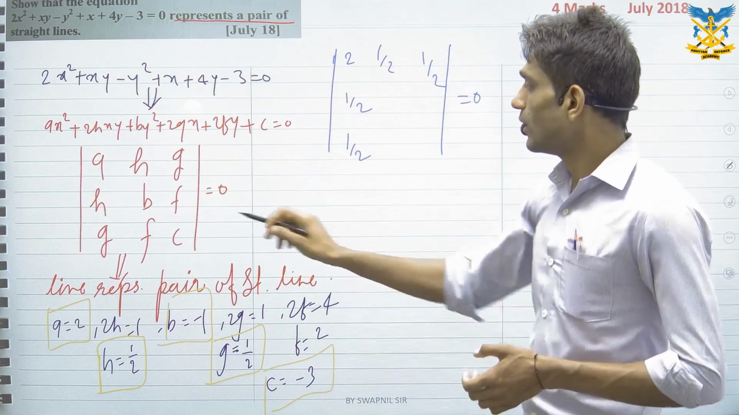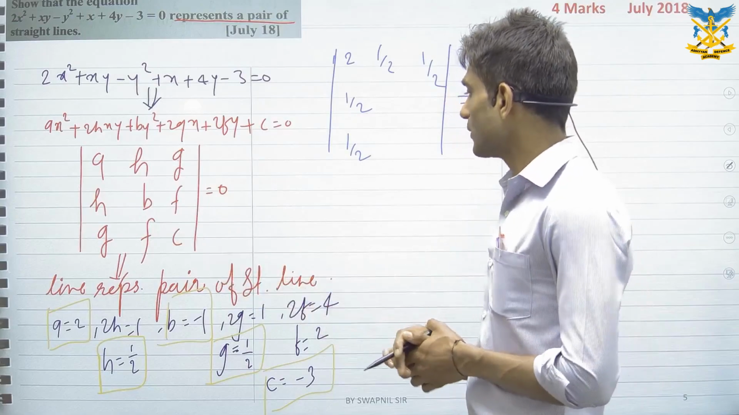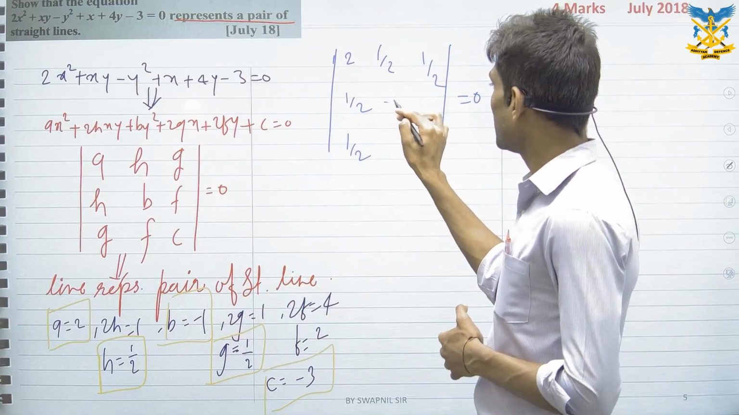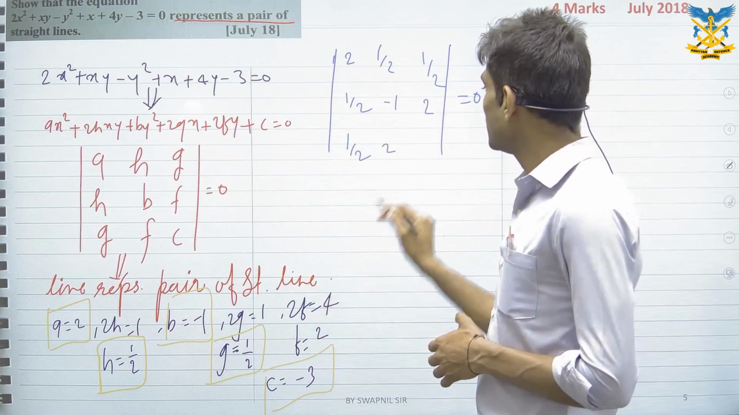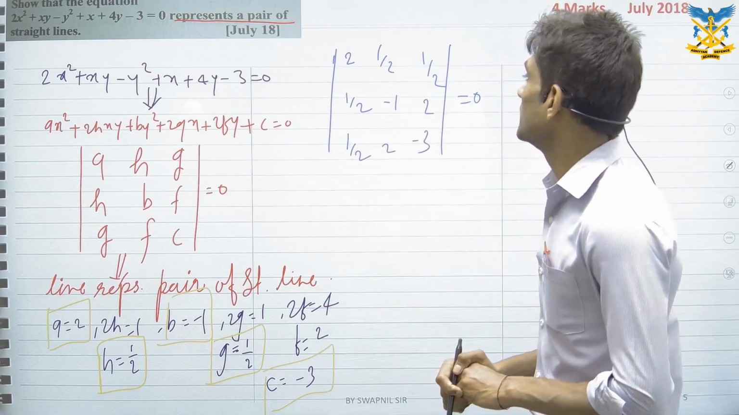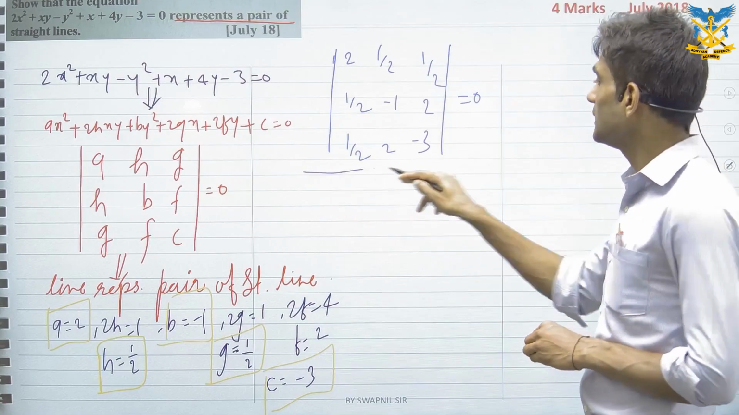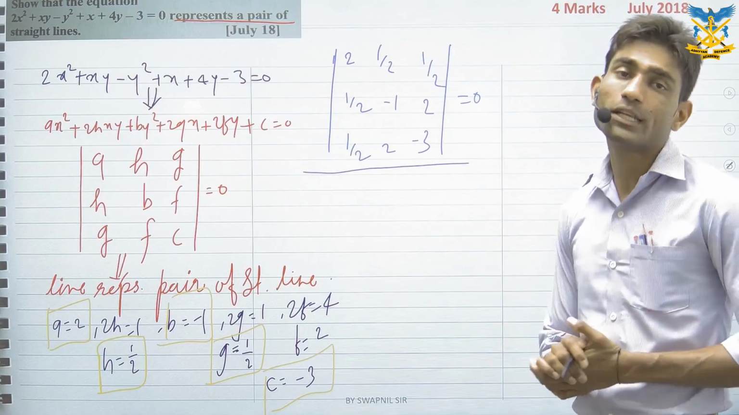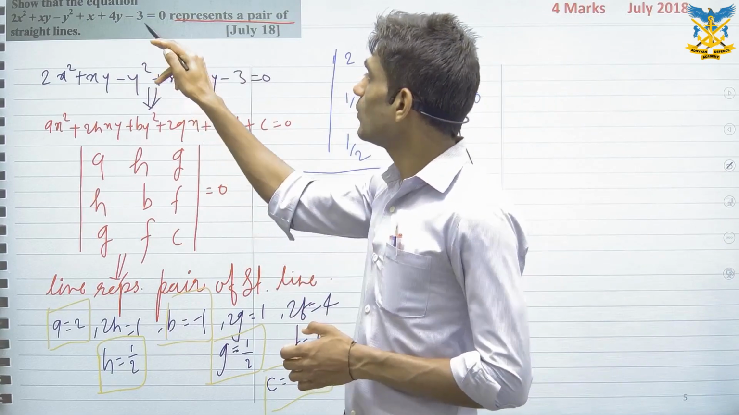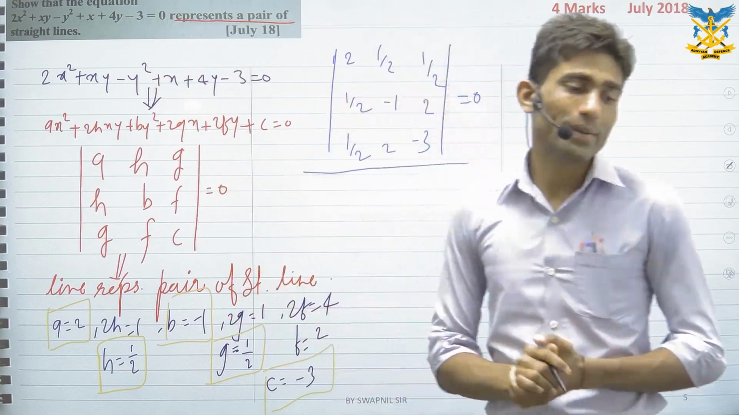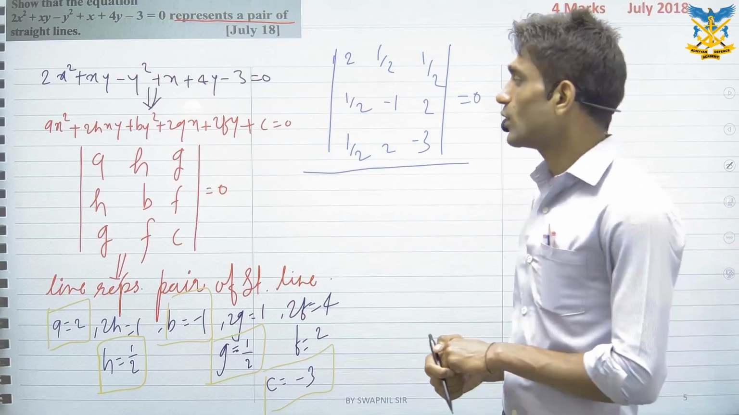Okay, then the values for a, b, and f, c. The value for b is negative 1, the value for f is 2, and the value for c is negative 3. That means we have to find this determinant. If this determinant gives us the value 0, then we say that our given general equation of a line represents a pair of straight lines.